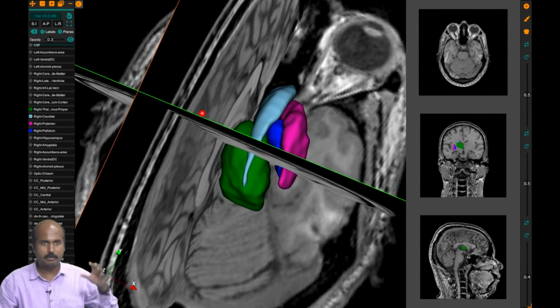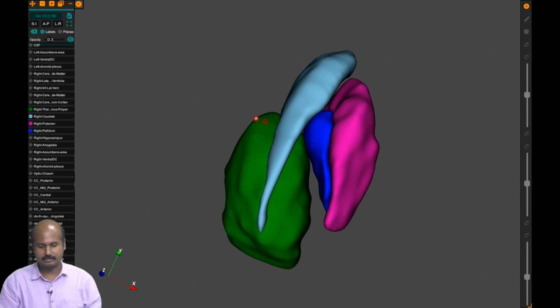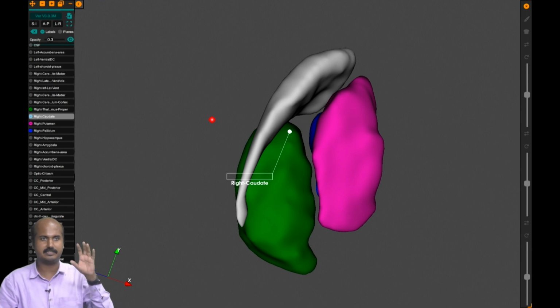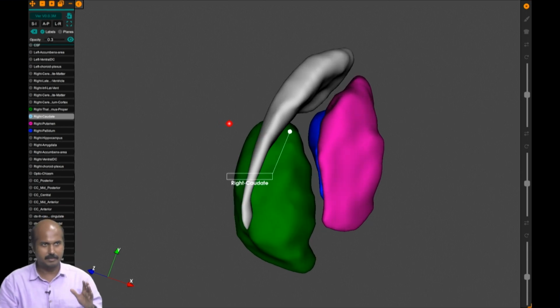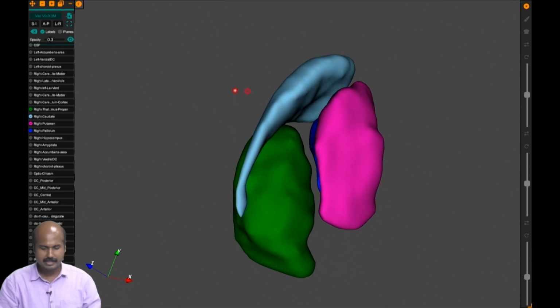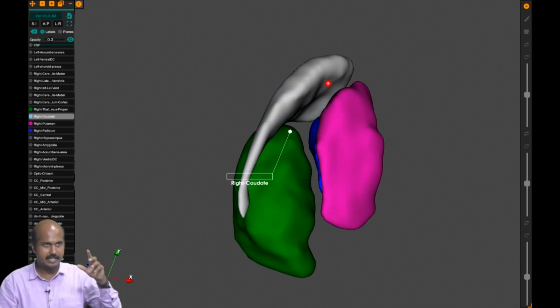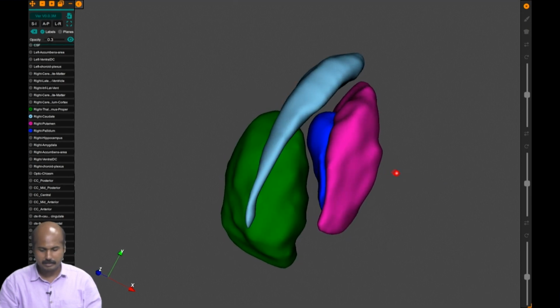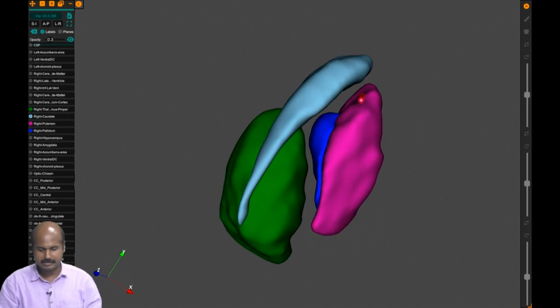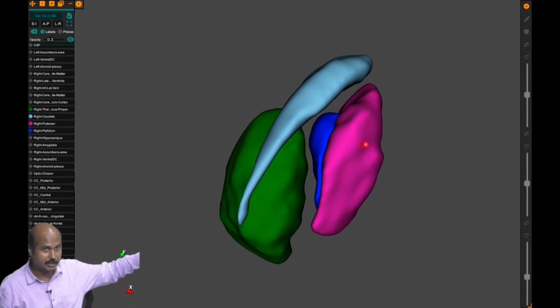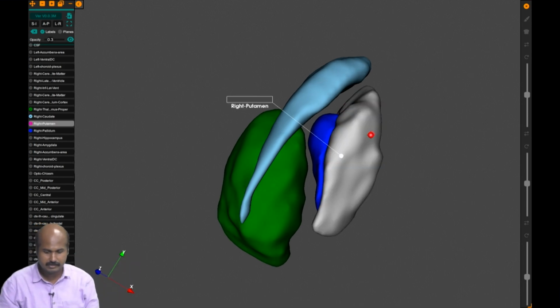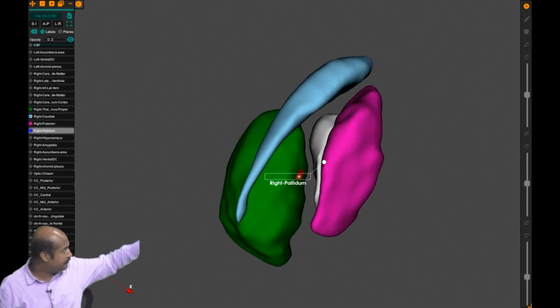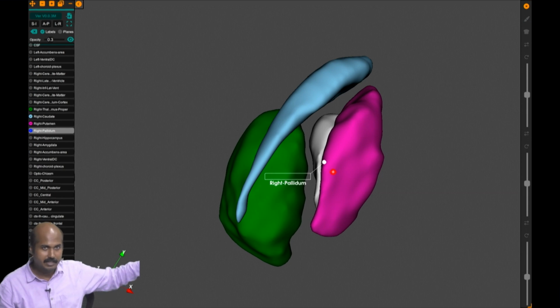So now I have focused only on the structures that I need. Now I am going to remove the planes also. These are the structures that I want to teach in the basal ganglia. My intention was to teach the relationship between these structures. So now I can say that this is the caudate, the right caudate nucleus. And this is the putamen, the right putamen. This is the globus pallidus, and together they form the lentiform shaped nucleus. This is the thalamus, and you can see a V-shaped cleft between these structures.